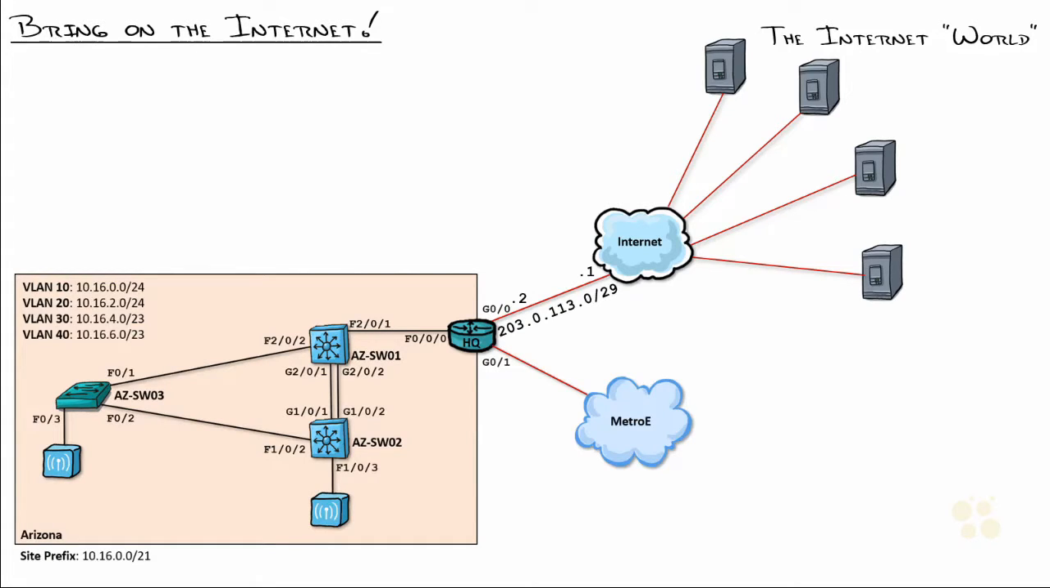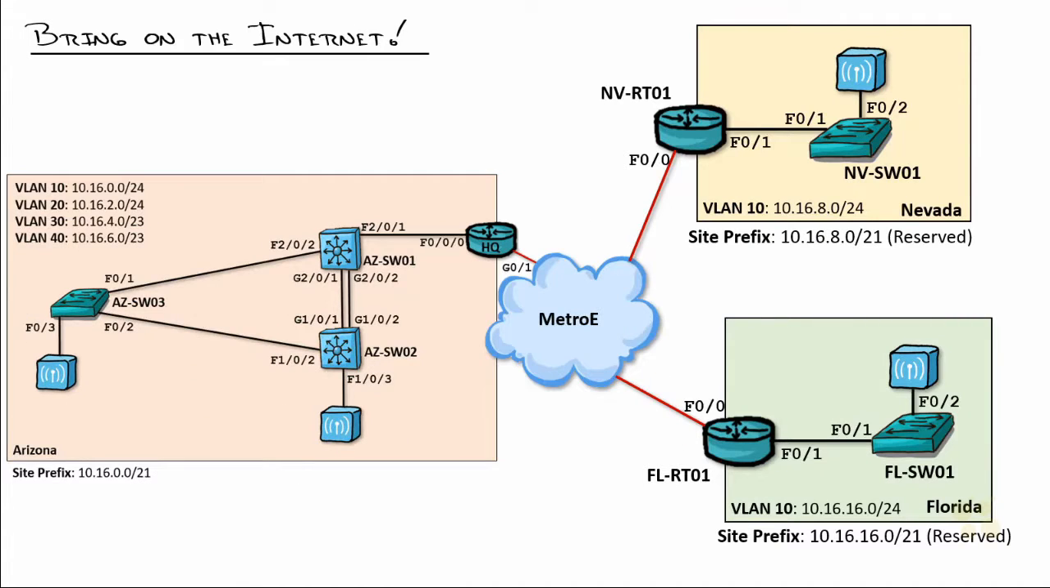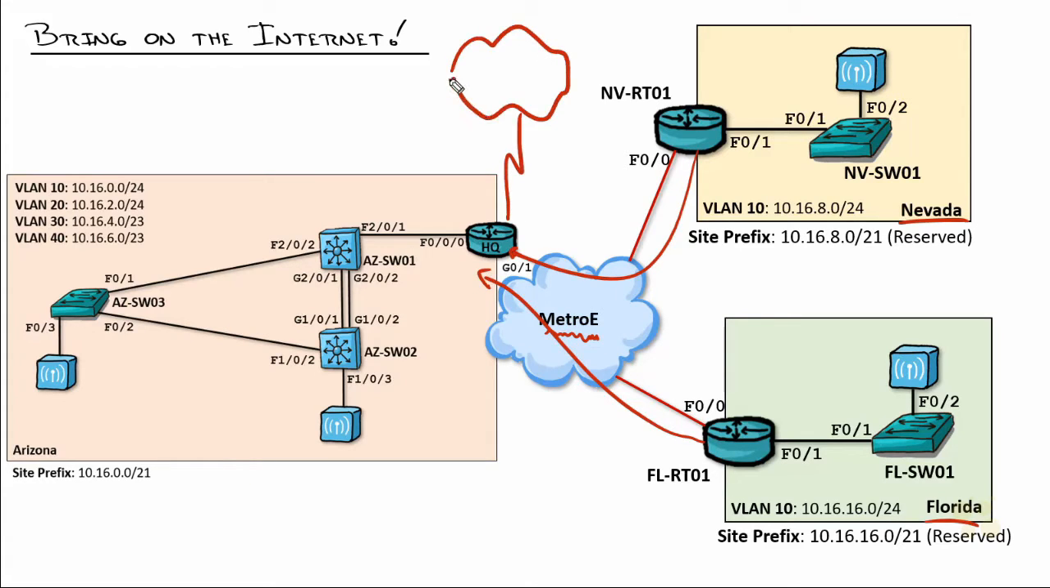And just to reorient ourselves, Arizona is not a standalone site. There are actually other sites connected over here. We've got Nevada, we've got Florida, and you notice these guys do not have their own internet connection. I know it's a cloud, but that's a Metro E cloud. That's a private WAN. They come across a private WAN connection to Arizona. I couldn't fit it in here, but this is where the internet connection is coming off.